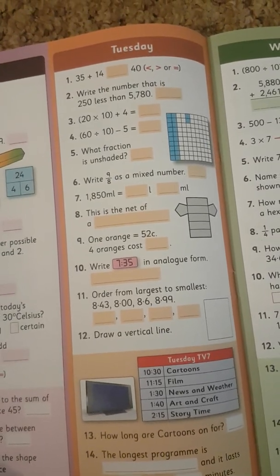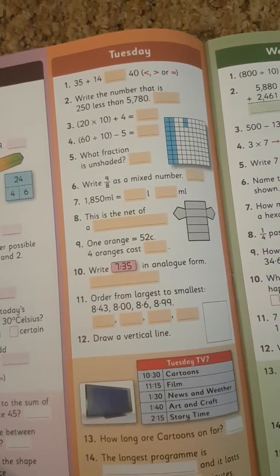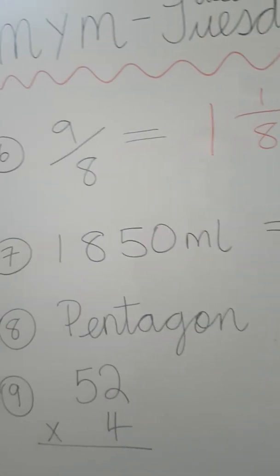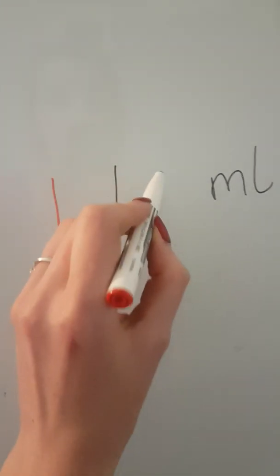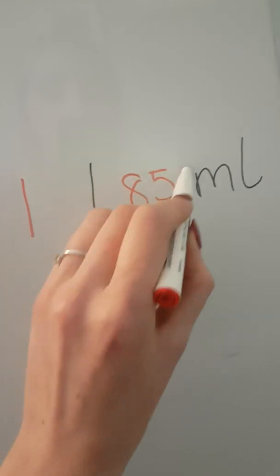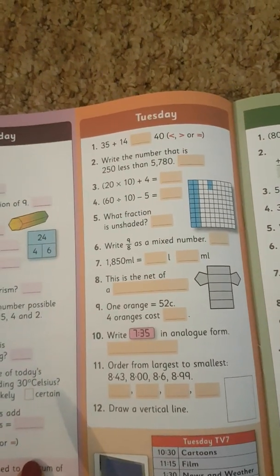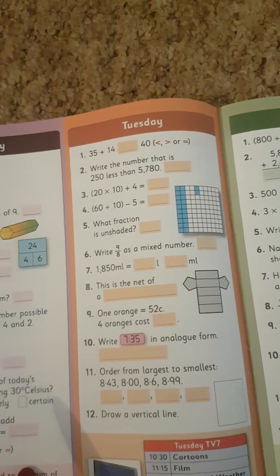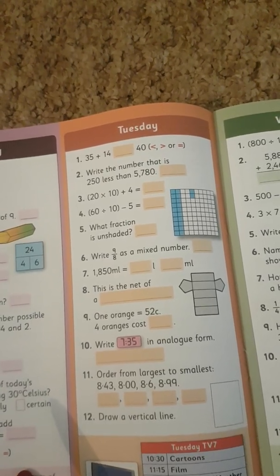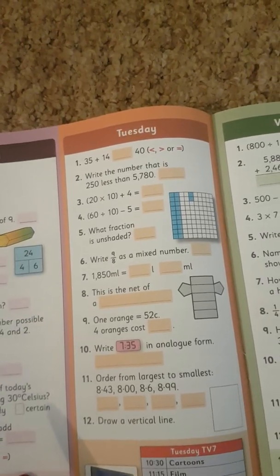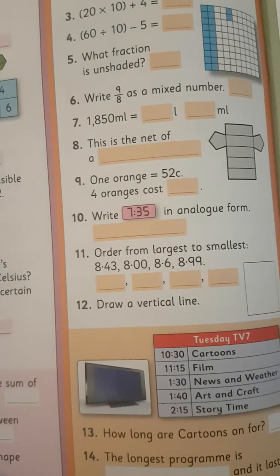Okay, question 7. 1,850 milliliters, and I need to write them as litres and milliliters. So I know that there is 1,000 milliliters in a litre. So I'm going to have 1 whole litre and then 850 milliliters. Then I am asked what shape that is a net of. So that's like if I opened out the shape and folded it out, it would look like that. But if I put it all back together, it would be a pentagon. Because I can see there it has 5 sides, so a pentagon.